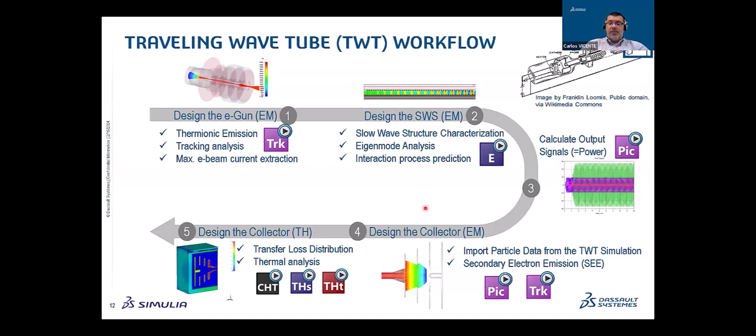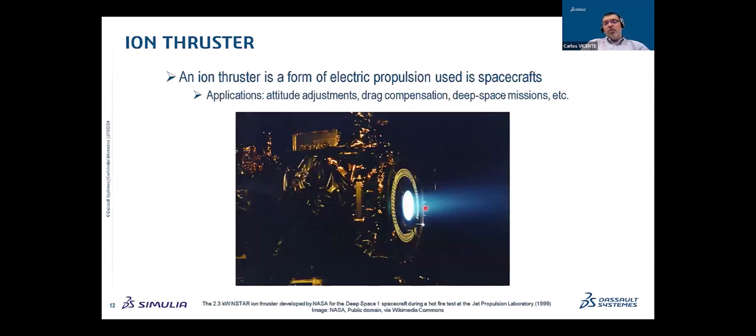finally generate. Okay, so let's move now to the second application I wanted to talk about. This is the ion thruster. An ion thruster is basically an electric engine used mainly for spacecraft propulsion, okay? It works by ionizing a neutral gas and then accelerating the ions using basically a field, the voltage difference, and then you finally create a thrust because the ions are moved out of the engine, let's say.